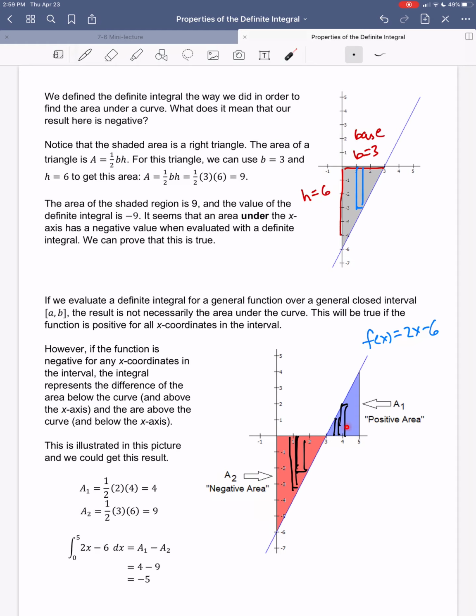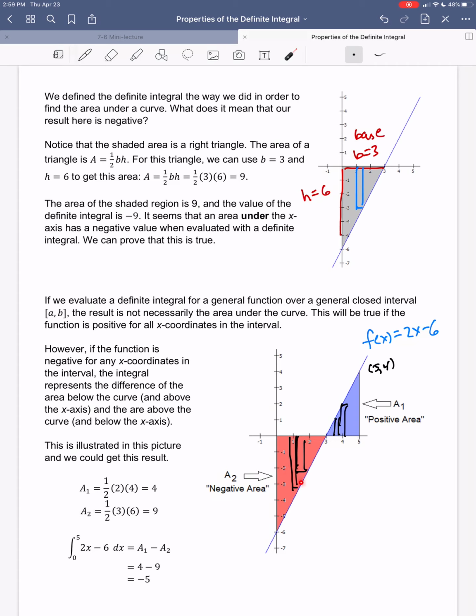So the blue area here, A1, has a base of 2 from 3 to 5, and a height of 4. It goes up to this point 5, 4, right? If I plug 5 in for x, 2 times 5 is 10, 10 minus 6 is 4. So this point up here is the point 5, 4. And so it's got a base of 2 and a height of 4. So 1/2 times 2 times 4, that's just going to be 4.